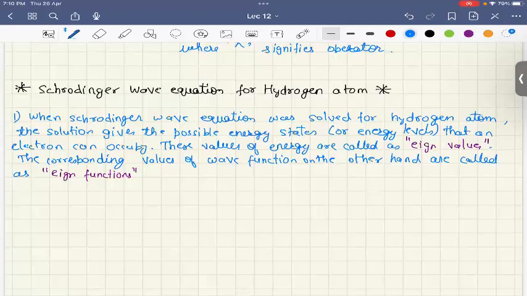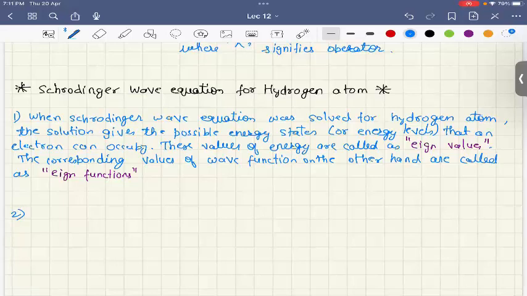The second point is that the wave functions and the corresponding energy states are characterized by a set of three quantum numbers called the principal quantum number, azimuthal quantum number, and magnetic quantum number. We are going to study all these quantum numbers in our subsequent classes. These numbers arise as a natural consequence in the solution of the Schrodinger wave equation. This quantum mechanical model of the hydrogen atom successfully predicts all aspects of the hydrogen atom spectrum and other phenomena which could not be explained by the Bohr model.